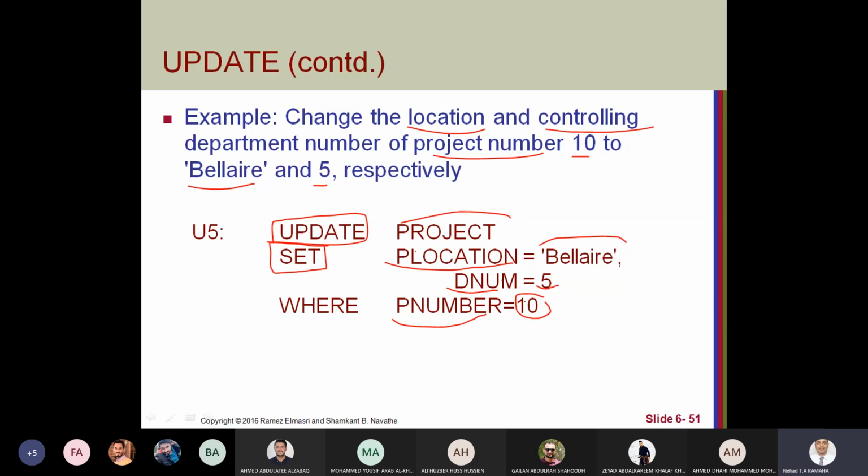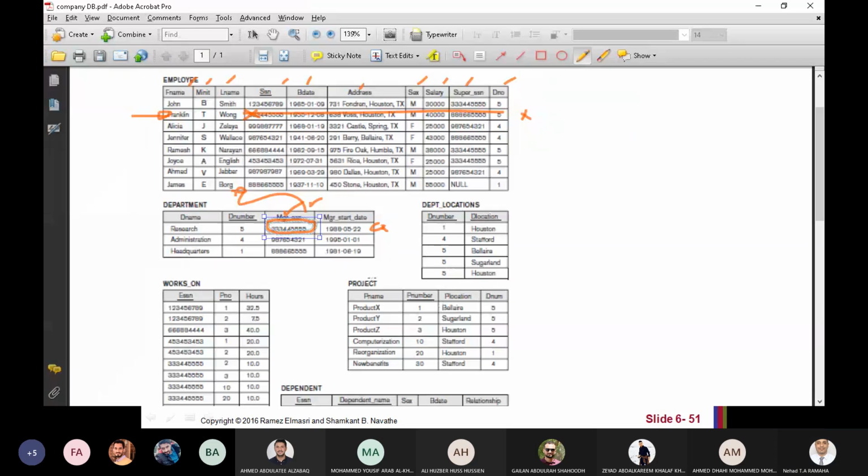For example, if this project belongs to another department, let's check this one, project number 10. As you can see, project number 10 is in Stafford and belongs to department number 4. After the update, it will be in Berlin, and its D number will become 5, not 4.